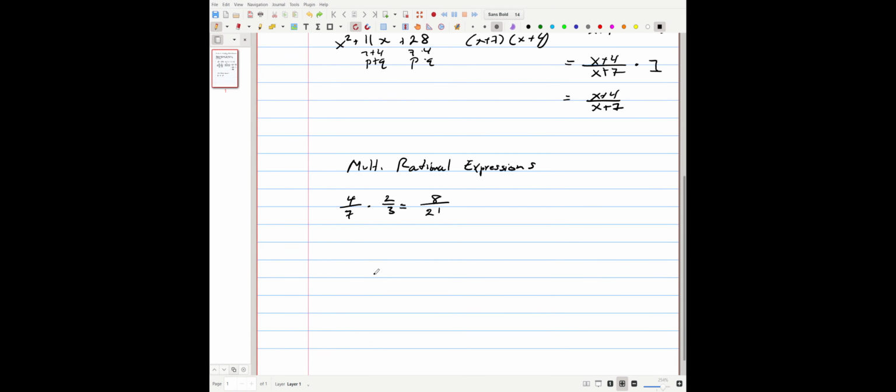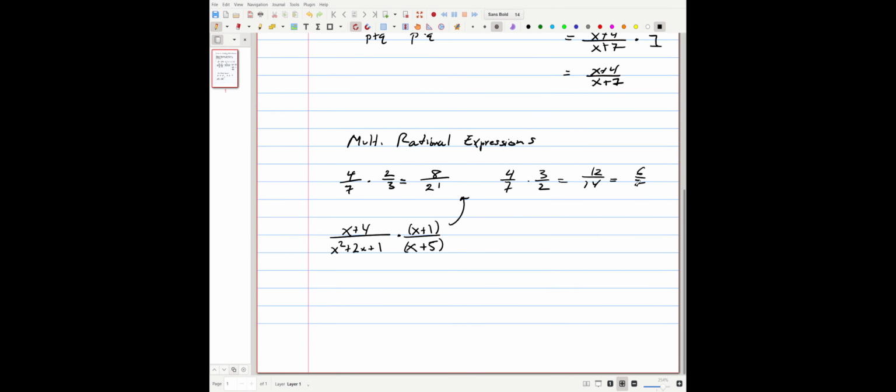So let us try a polynomial version or a rational expression version. Assume we have (x + 4)/(x² + 2x + 1) times (x + 1)/(x + 5). What you're going to want to do first is, just like in this case, if we had, for instance, 4/7 times 3/2, we could just multiply this out and get 12/14, and then reduce this to 6/7.